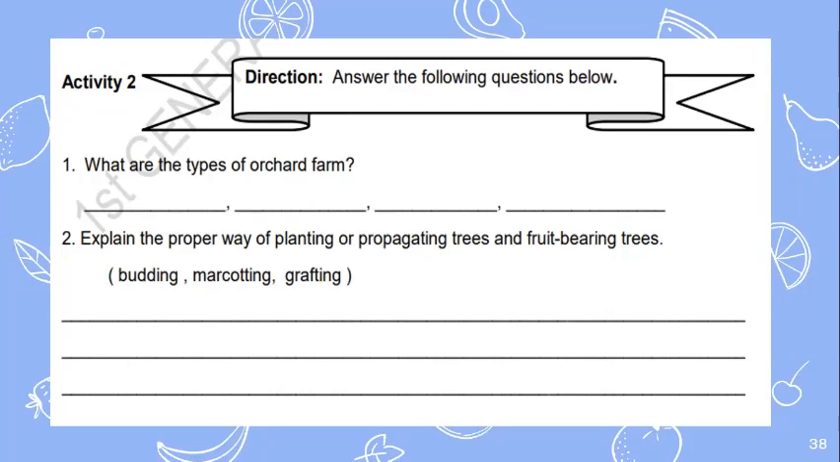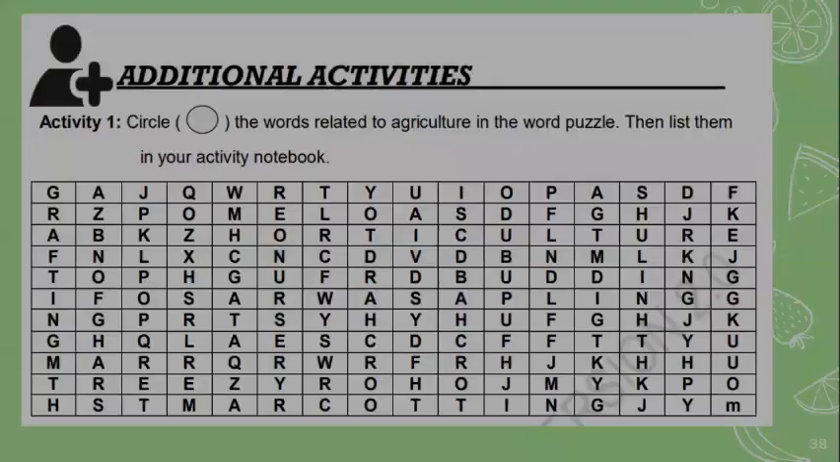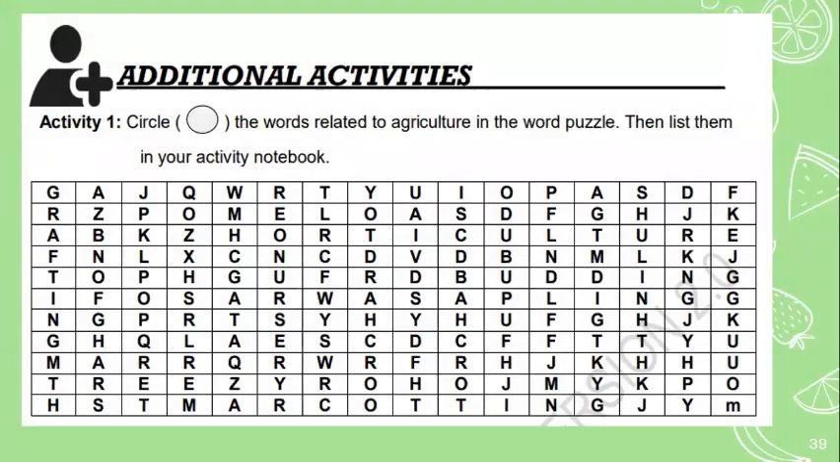This time, you are going to turn in your answers in your assessment in our Google Classroom. Don't forget, you have to turn in your answers in assessment as well as the answers in your additional activities. So first, additional activities. Activity 1, you are going to circle the words related to agriculture in the word puzzle, then list them in your activity notebook. So you are going to look for the words in the puzzle that are related to agriculture.